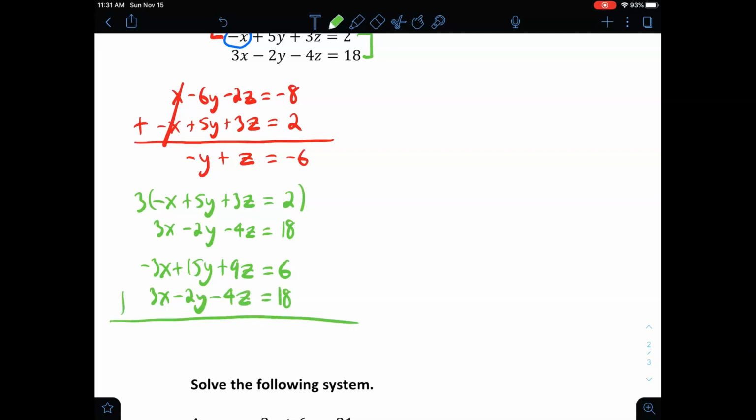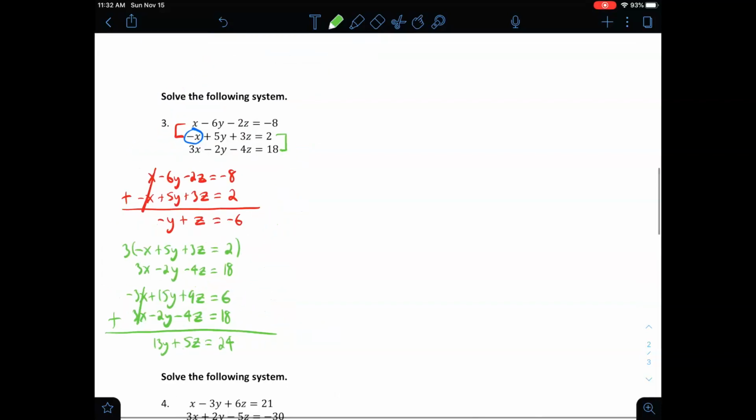Now we're going to add straight down. The x's are going to cancel like we wanted to. I can keep going all the way through. 15y minus 2y is 13y. 9z minus 4z is 5z. And 6 plus 18 is 24.